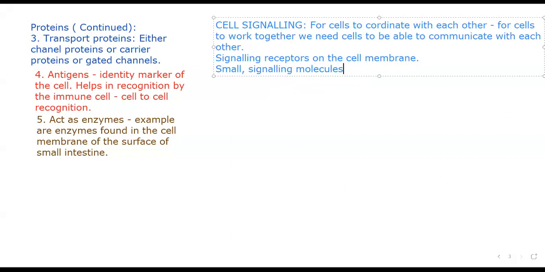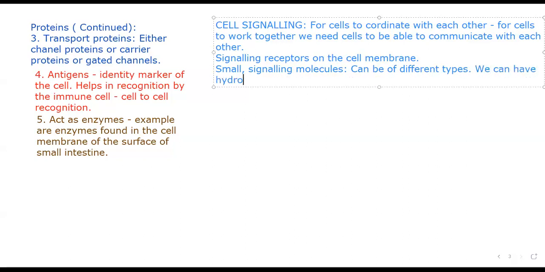Now, when we talk about signaling molecules, signaling molecules can be a variety of different types, right? We can have different types of signaling molecules. We can have molecules that are hydrophobic.